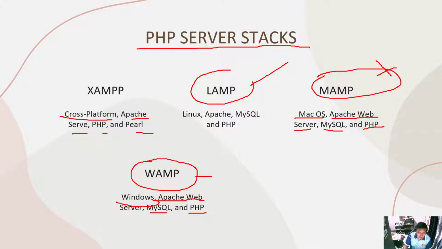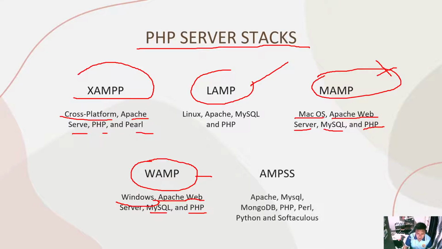Meaning, XAMPP can be installed on Windows, on Linux, and on Mac. The X means cross-platform. Next is AMPPS: Apache, MySQL, MongoDB, PHP, Perl, and Python, and Softaculous. So this is AMPPS.